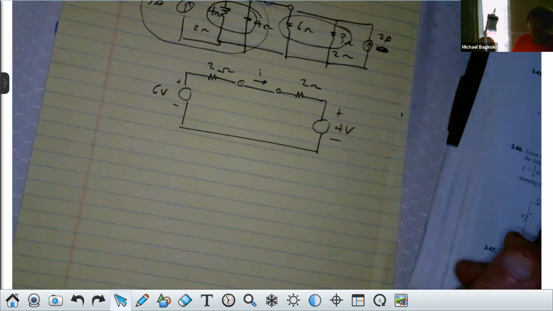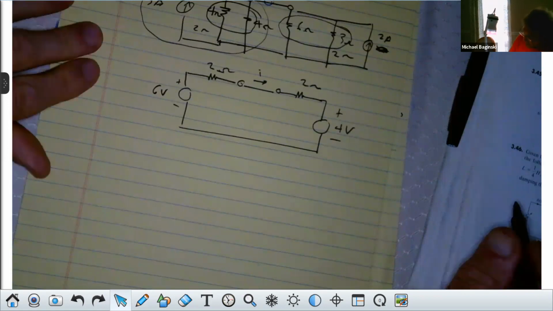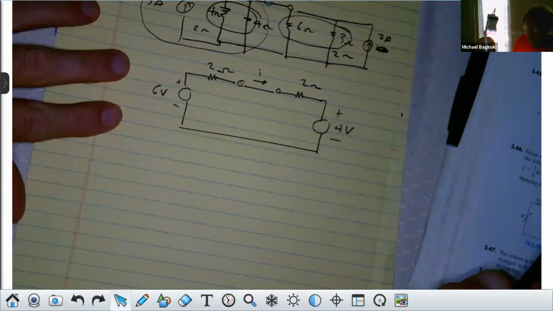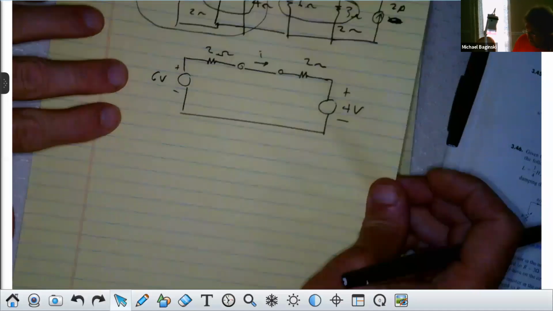I'm doing it this way because source transforms, to me, are easier to use and see. A source transform is very, very, very useful. That and Thevenin are the 2 godsends when it comes to solving circuit problems. Now, when I look at this, if I want that current, can anybody tell me how they would do it? And I'll tell you how I would do it then.